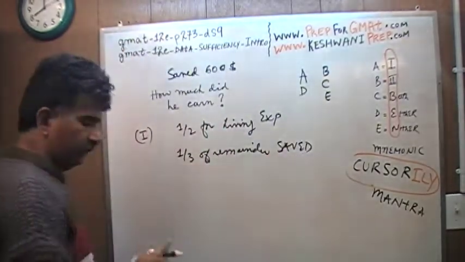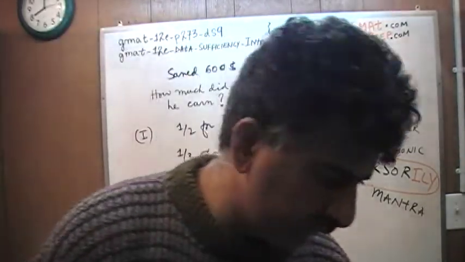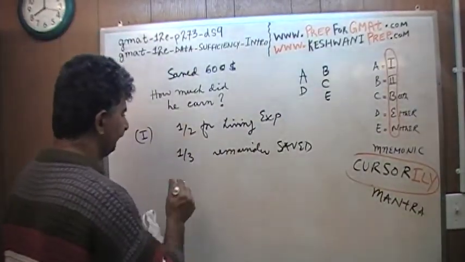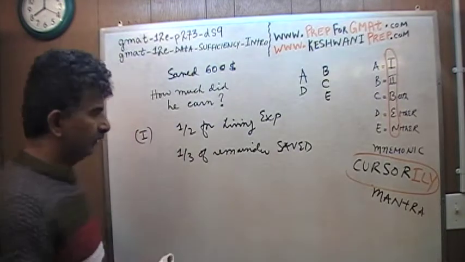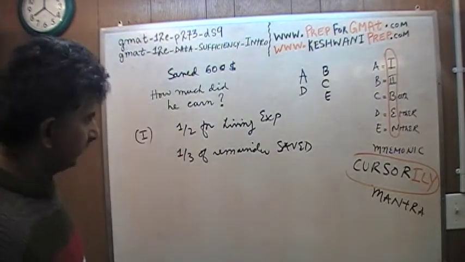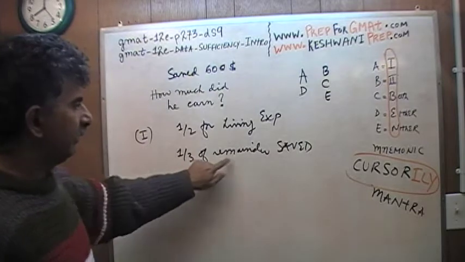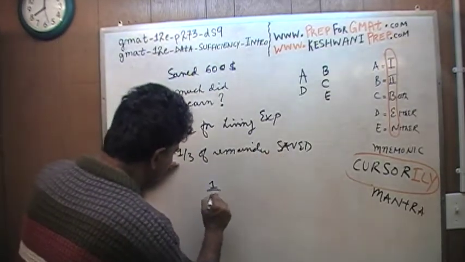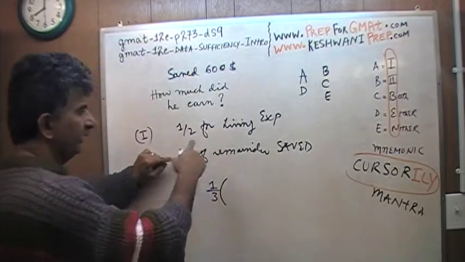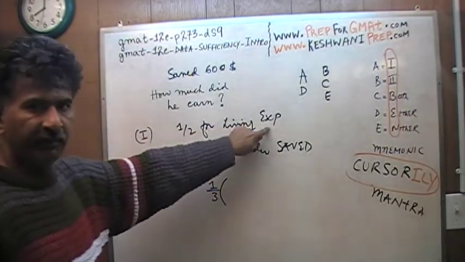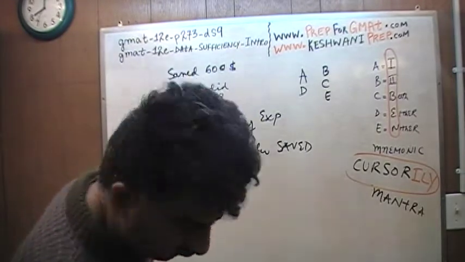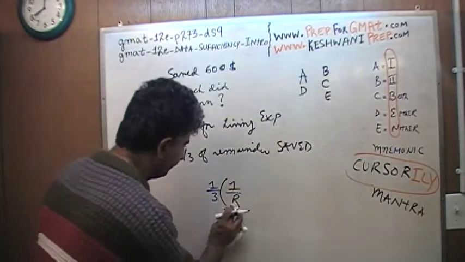And after writing all of this, I hope that you're able to see right away that the first statement is sufficient to answer the question, to figure out how much he earned. Because you see, they tell you he saved a third of the remainder. If he spent half of his money for living expenses, half was left. Half of his income.